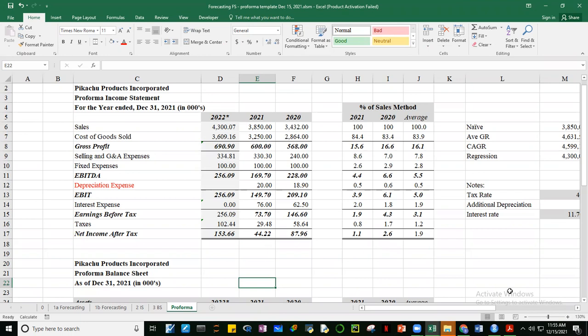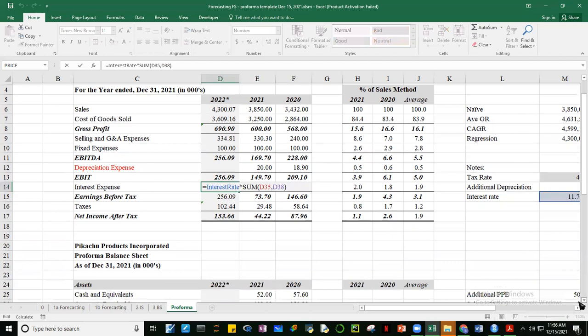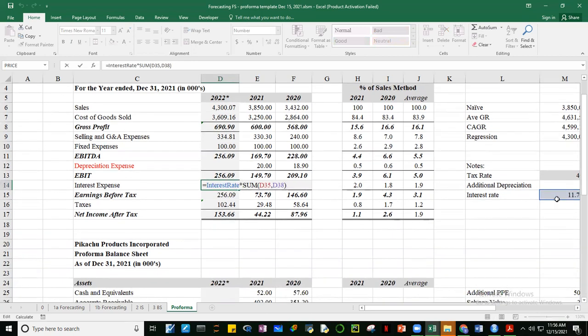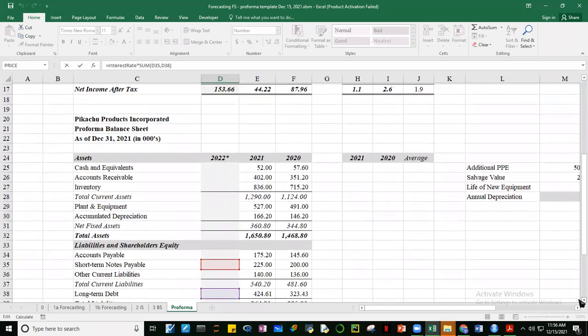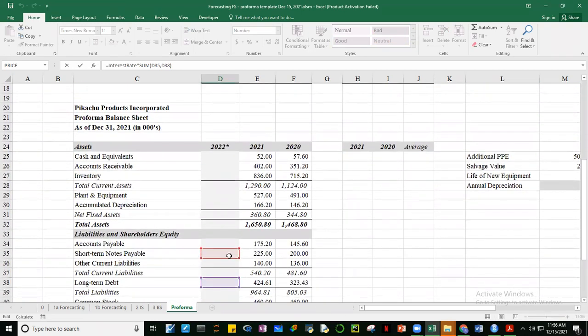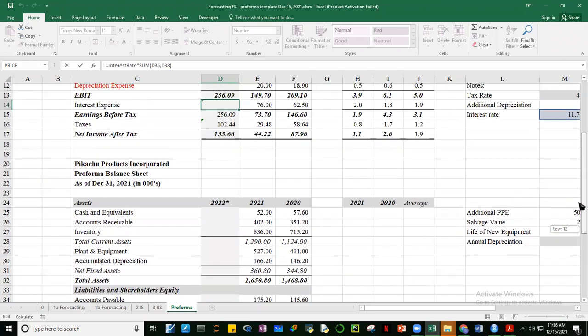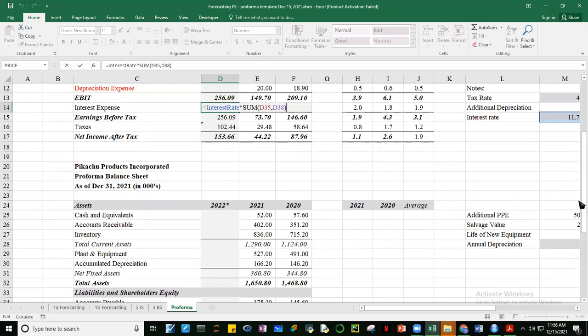Sir, sorry, can I see the formula po ulit for the interest expense? Interest expense, okay. Thank you. Interest expense, there. We gave a name to our interest rate, and then times your short-term notes payable and your long-term debt for 2022. Thank you po, sir. Okay, good. Thank you. Okay, any other questions, guys?